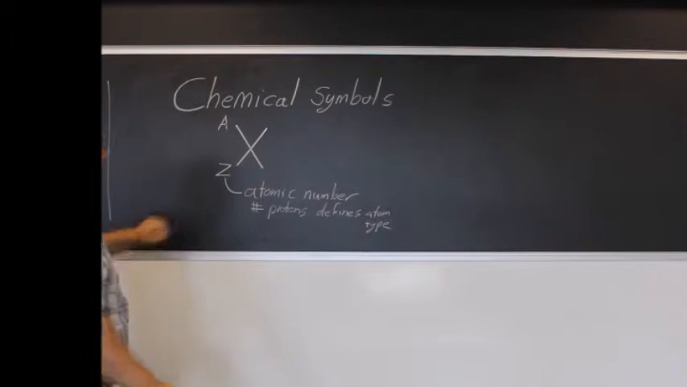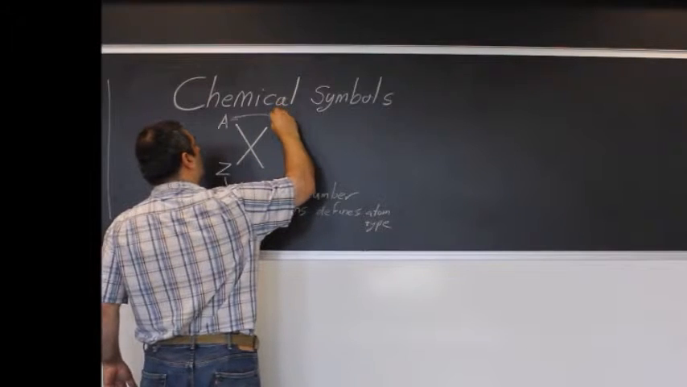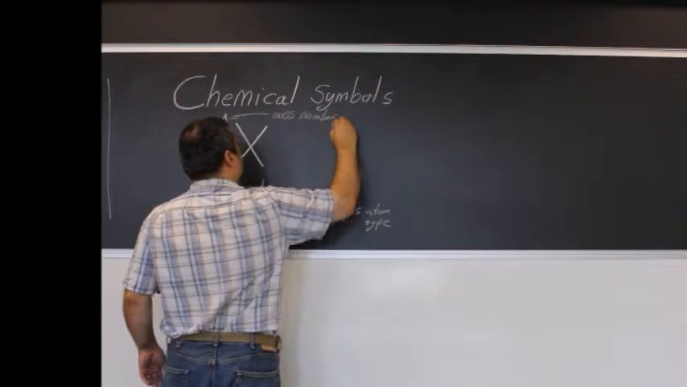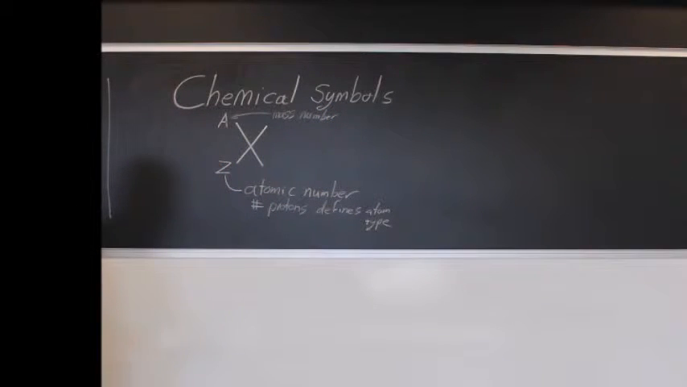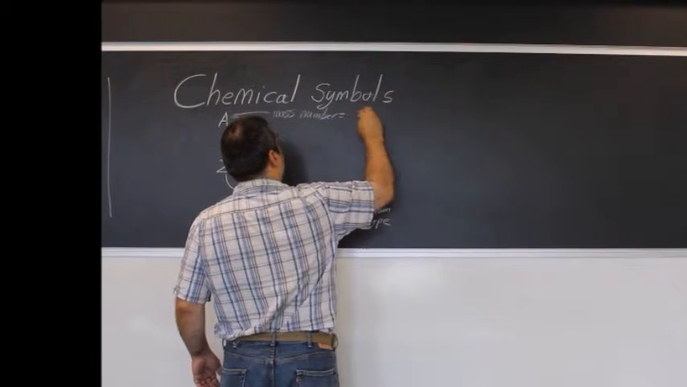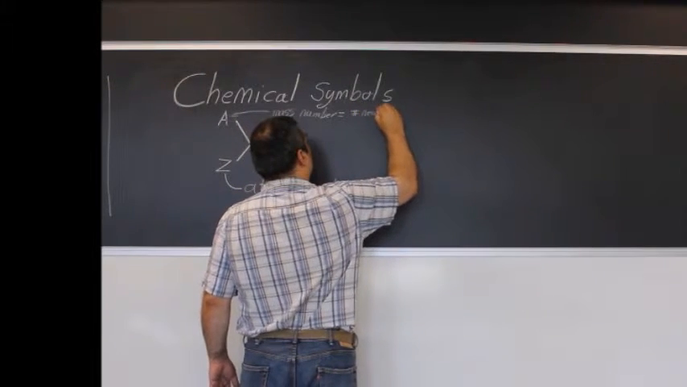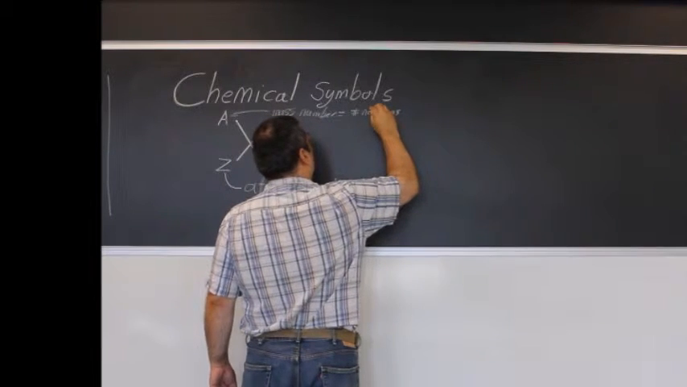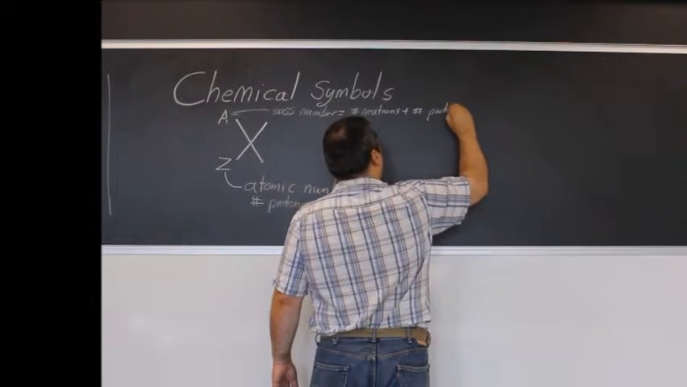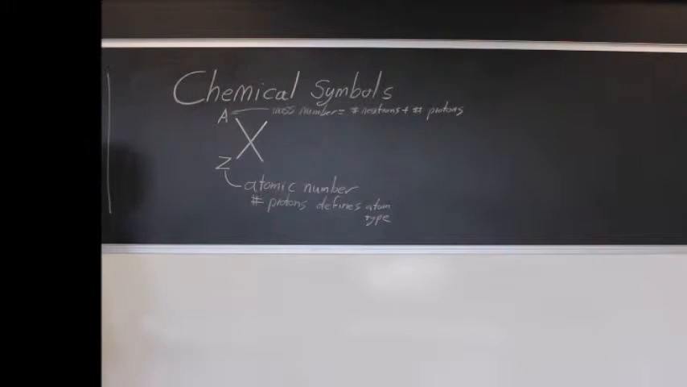Is it lanthanum? The A number is the mass number, or atomic mass number, and it's actually the sum of the neutrons and protons in that particular element. So it's the sum, it's the number of neutrons plus the number of protons.